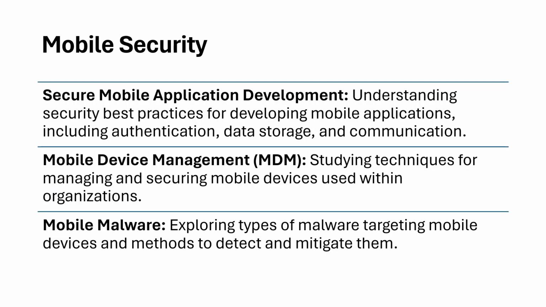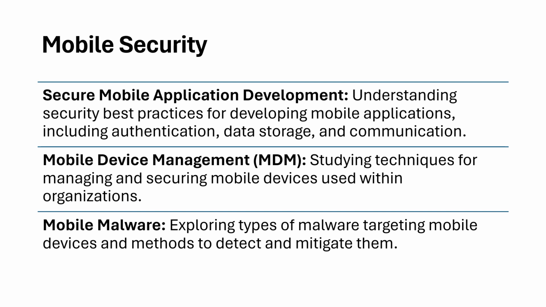So as for mobile security, there are three aspects: secure mobile application development, mobile device management, and mobile malware. Secure mobile application development is understanding the security best practices for developing mobile applications, including authentication, data storage, and communication. Mobile device management will be studying the techniques for managing and securing mobile devices used within organizations. Mobile malware is exploring the malware targeting mobile devices.